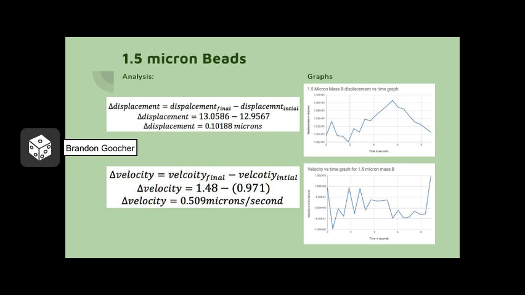On this slide, the results from the 1.5 micron bead test are displayed. The graphs on the right show the average results from the 5 1.5 micron bead trials. The data from these graphs was then used to calculate the average displacement and the average velocity for the beads. The average displacement for the 1.5 micron bead was calculated to be 0.10188 microns, while the average velocity of these beads was calculated to be 0.509 microns per second.